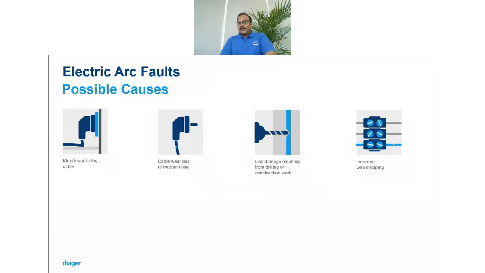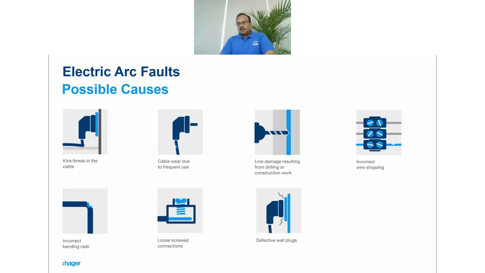An incorrect bending, bend it and then press it inside the back box, for example, could lead to an arc fault over a period of time. Loose screws could be a reason. A defective wall plug, what we are trying to use, could be a reason for this. Or even rodent bites, where we don't even know, in the false ceiling there are some rodents and it's biting, and this can cause an electric arc.